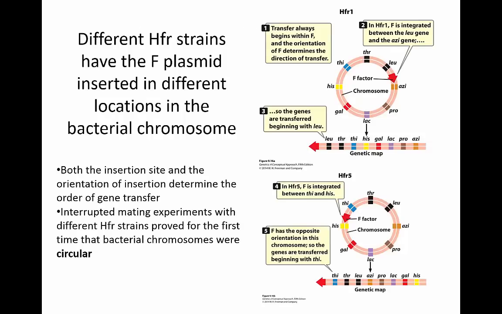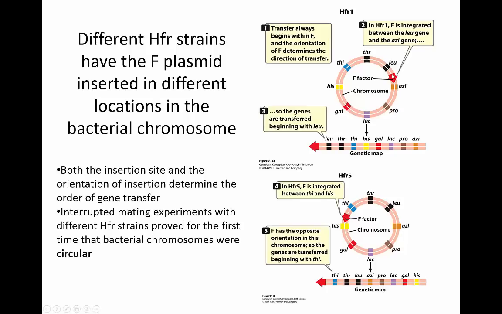So other experiments indicated for the very first time ever that the bacterial chromosome is circular. So people were using different strains that had different insertion sites for the HFR. And so some strains had an insertion at one spot, another strain might have an insertion at a different spot. And these different lines would actually give different chromosomal maps.